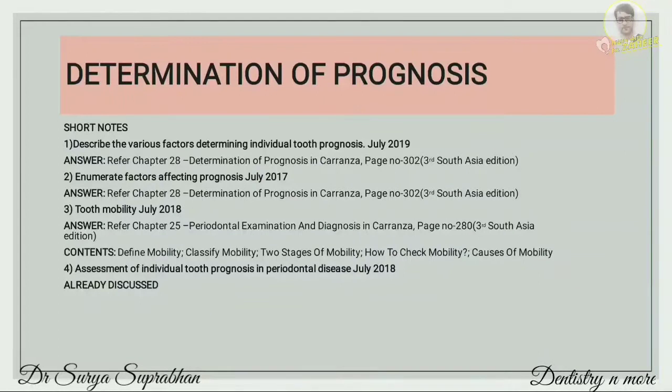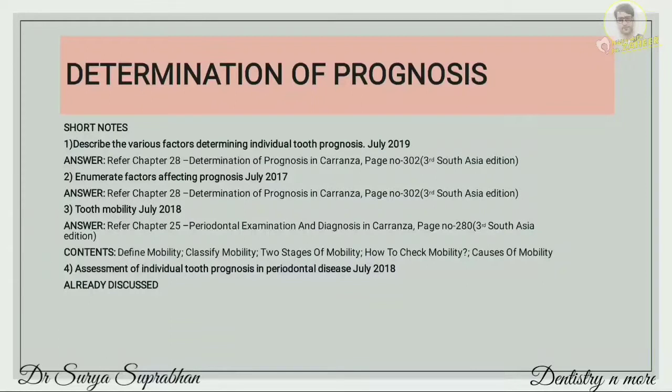Next question is tooth mobility. For tooth mobility, you have to refer chapter 25, periodontal examination and prognosis. First you have to define what is mobility and then write the classification of mobility. Then mention the 2 stages of the mobility and how to check the mobility, that is with the help of 2 mouth mirrors.